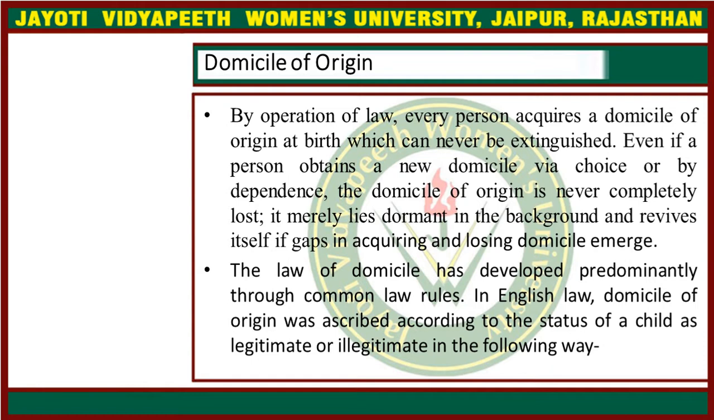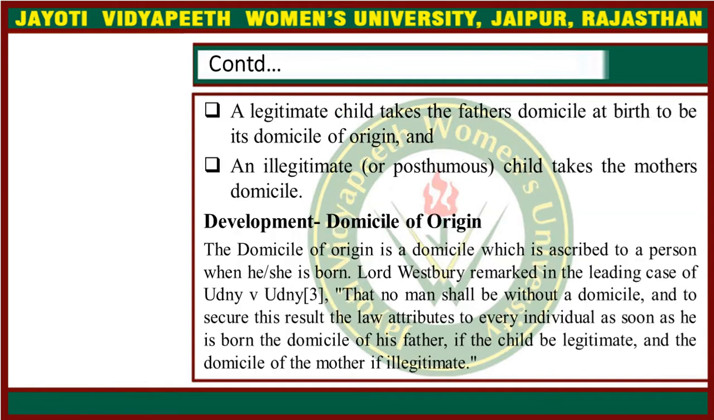In English law, domicile of origin was ascribed according to the status of the child as legitimate or illegitimate in the following ways. First, a legitimate child takes the father's domicile at birth as his domicile of origin, and the illegitimate child takes the mother's domicile. Lord Westbury remarked in the leading case that no one shall be without a domicile, and to secure this result, the law attributes to every individual, as soon as he is born, the domicile of his father if the child is legitimate, and the domicile of the mother if illegitimate.